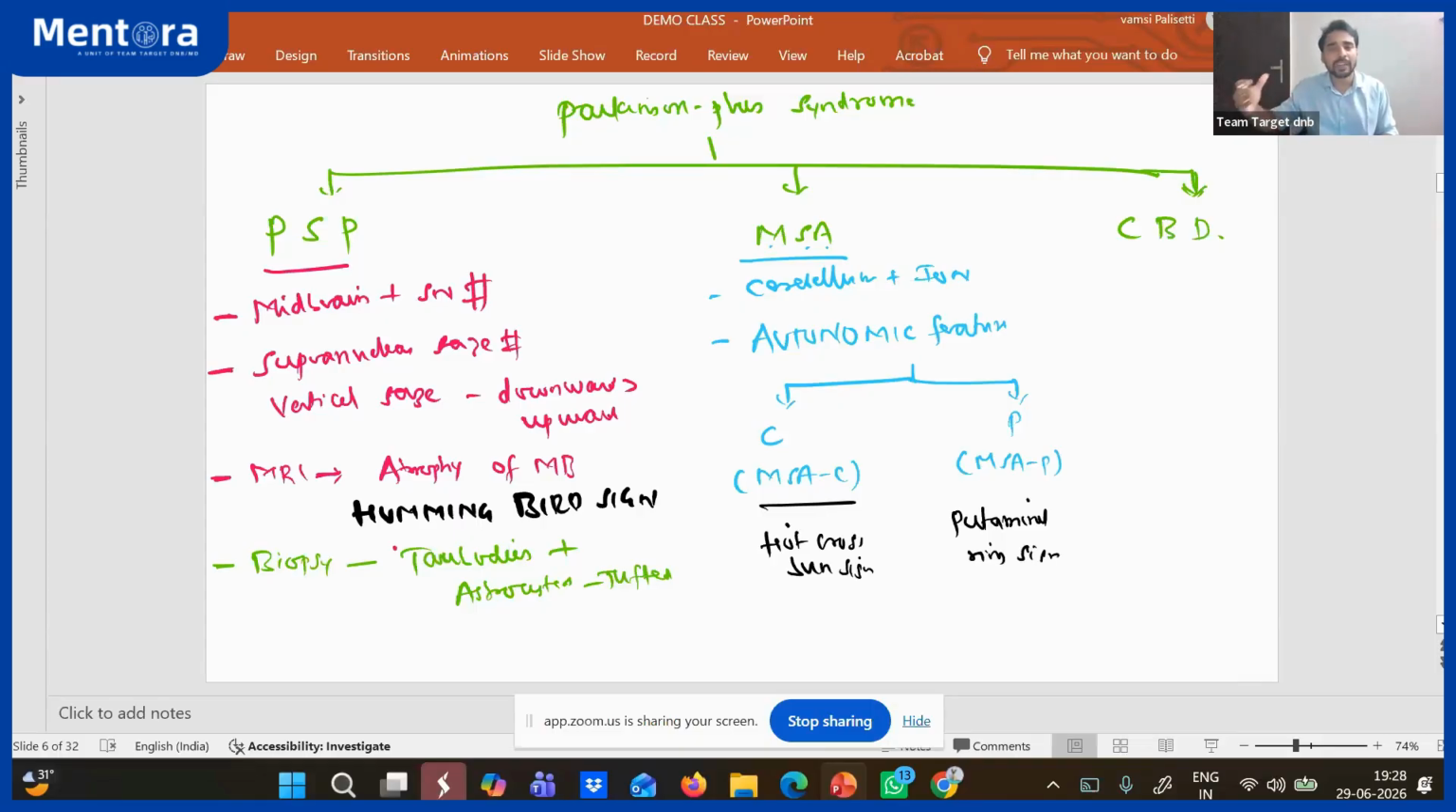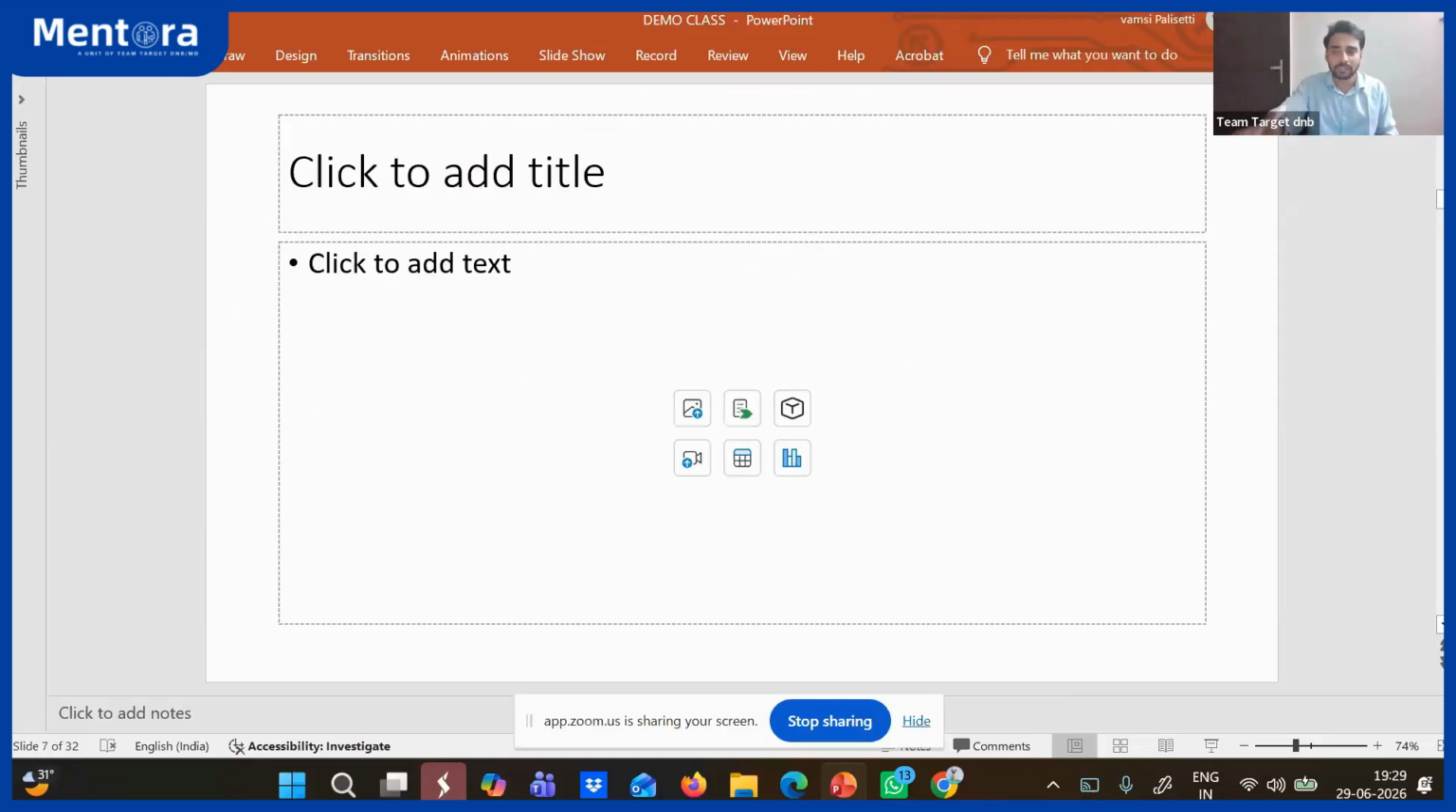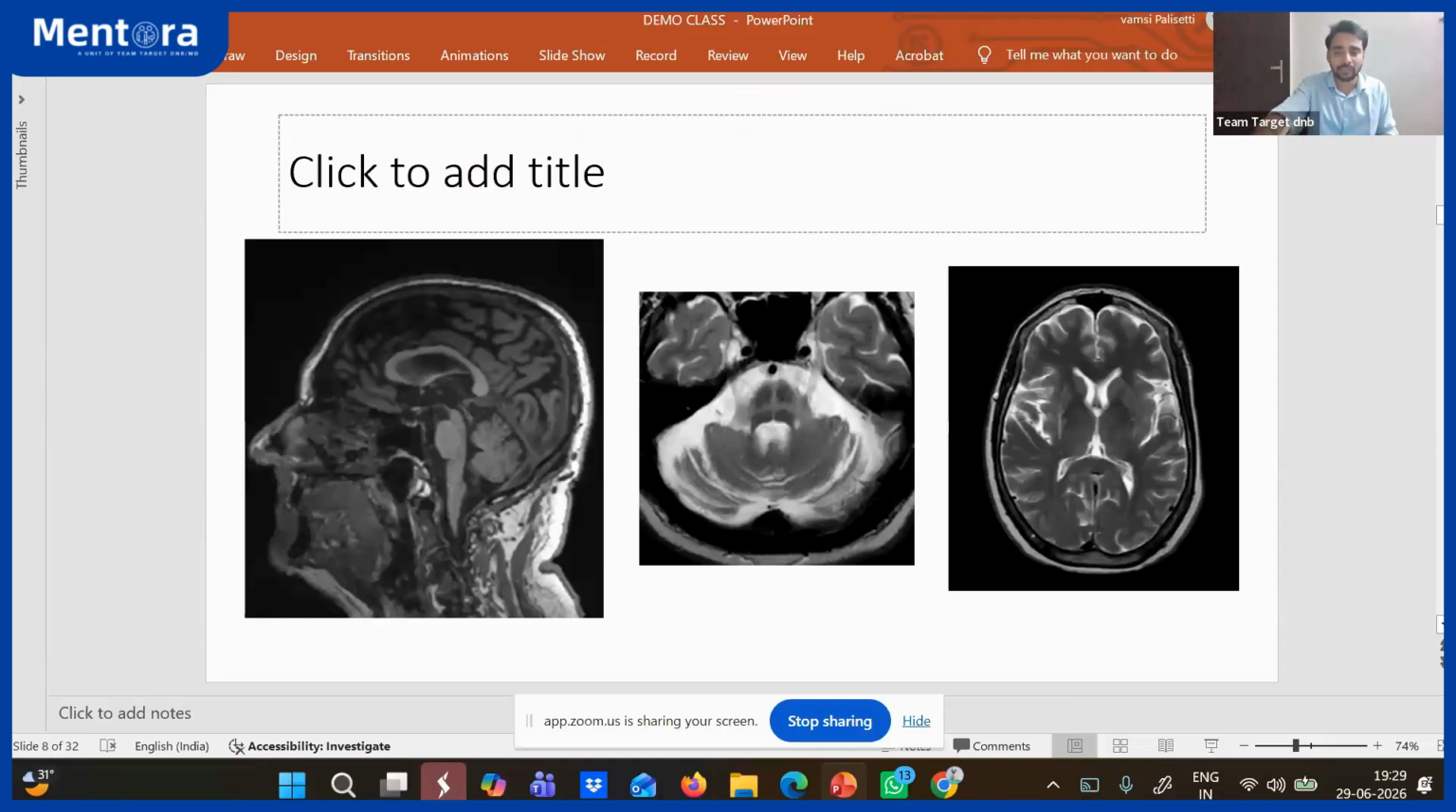Okay. What is the MRI finding in multiple system atrophy? In the case of MSA-C, you have the hot cross bun sign. In the case of MSA-P, you will have the putaminal ring sign. I will show you those things. Yeah, I will show you the images.